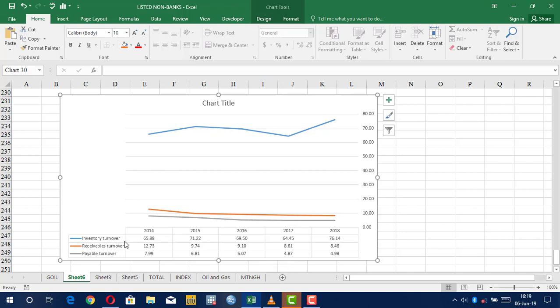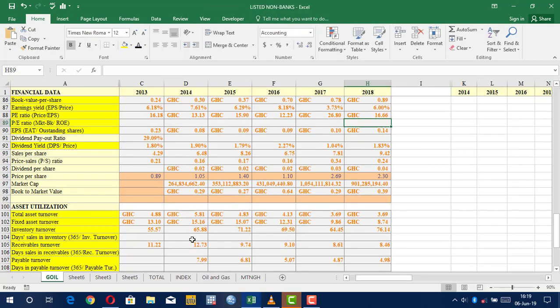So this has been the turnover ratios. This is on a yearly basis, so per year. Now let's go and do the trend on a daily basis. We are going to start again with the inventory turnover, but we will look at it in terms of days. We look at receivables turnover in terms of days, and then we look at the payables turnover in terms of days as well.